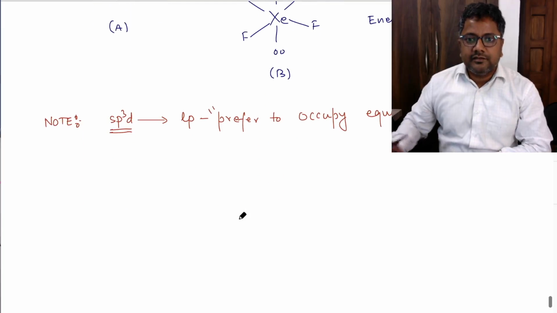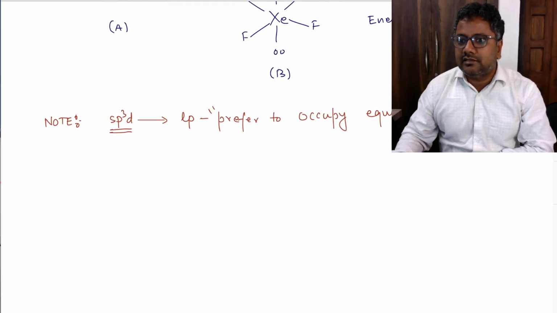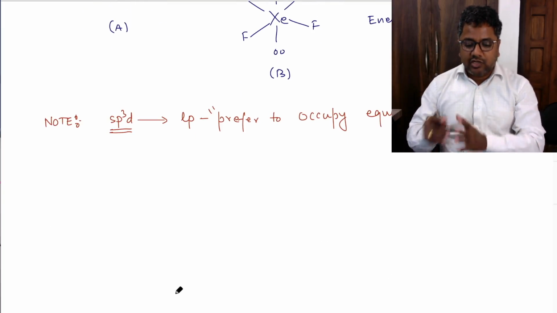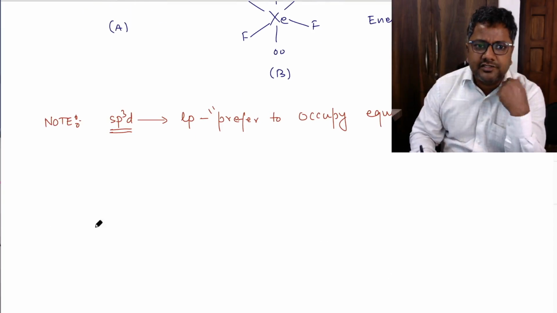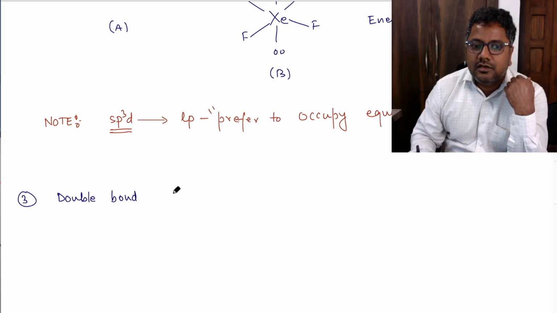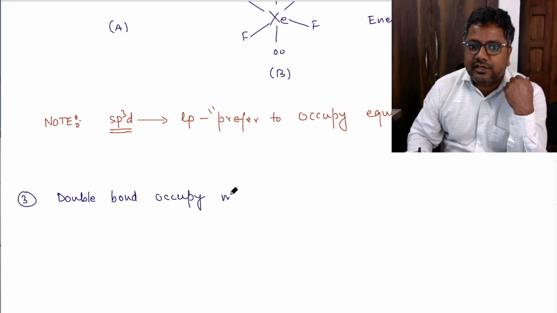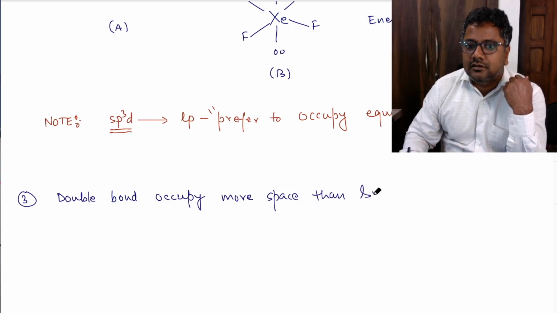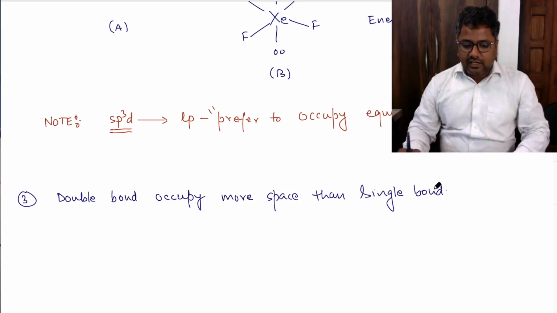Another point, the third point: the double bond occupies more space than single bond. It is well evident. Double bond occupies more space than single bond.